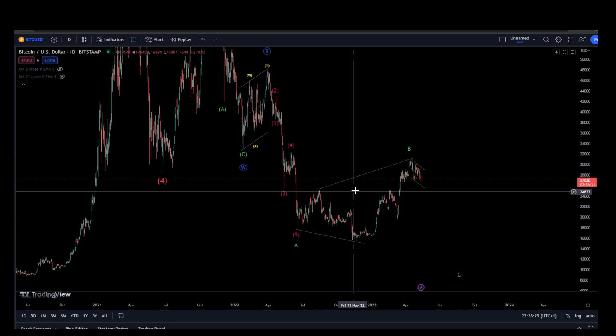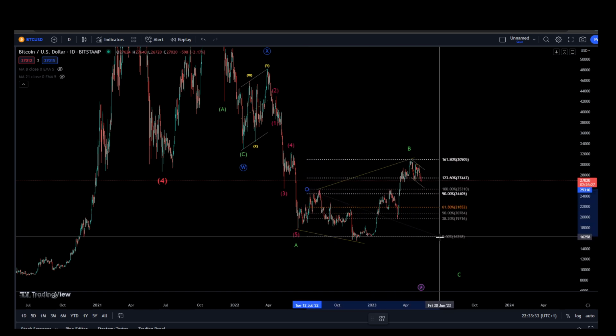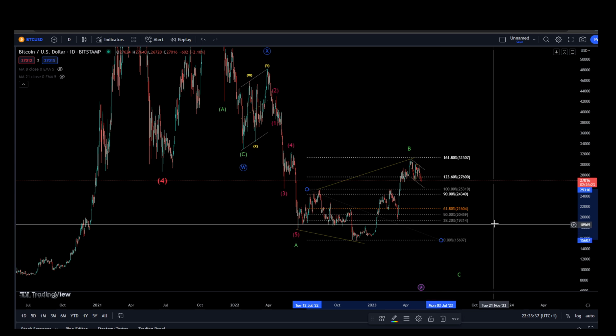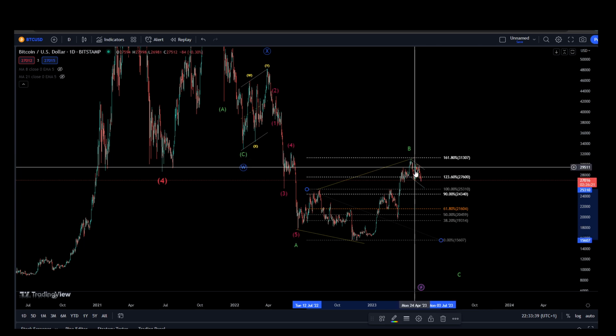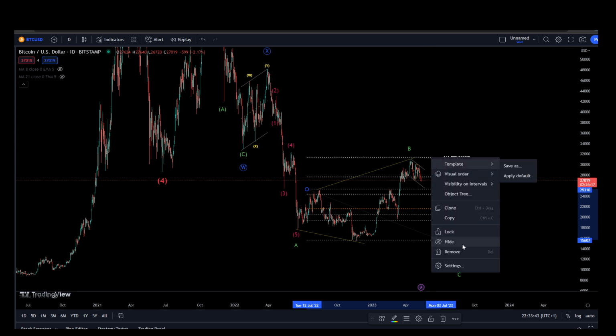Just by judging how this market is moving, this to me looks like it's consolidating as an expanded flat. Now, obviously, with expanded flats, we should usually say that the wave C reaches about the 1.618% of one. We got that, and we start to see some bearish movement coming in on the smaller or lower time frame.